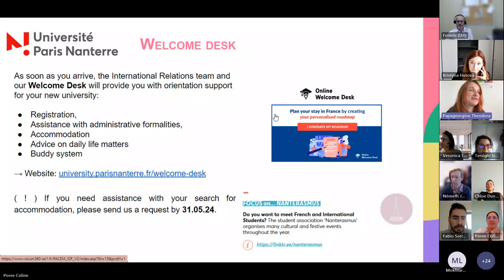I'm taking the floor in order to provide you with some extra useful information if you get selected to come for a gap year mobility in Paris Nanterre. So upon your arrival, the first thing you need to do if you want to simplify your life is pay a visit to our welcome desk, which is also a part of our international relations team here in Nanterre.